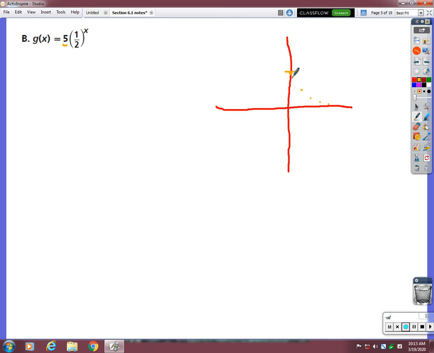Same thing was with the other graph. I can keep cutting things in half as many times as I want, but I'm never going to get to 0. So this graph is going to bottom out there. And then this time if I go the other direction, instead of cutting things in half as I did when I go to the right, I'm doubling things as I go to the left. And so the graph is going to look something like that.